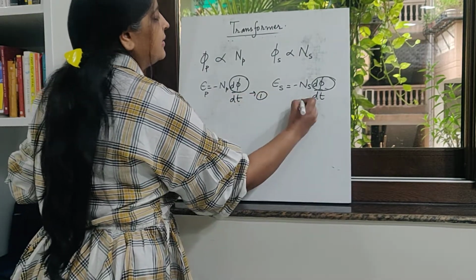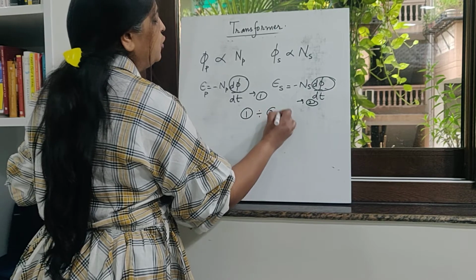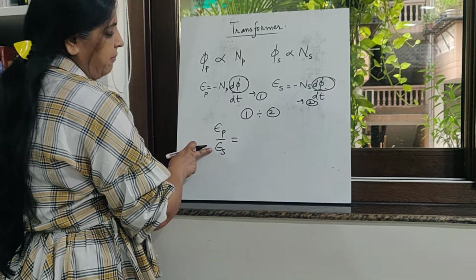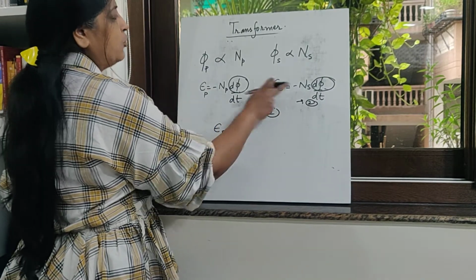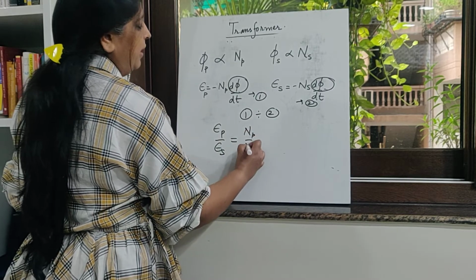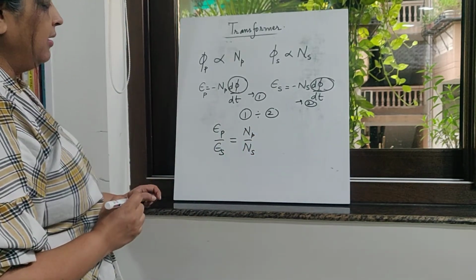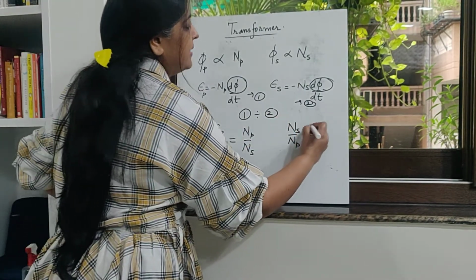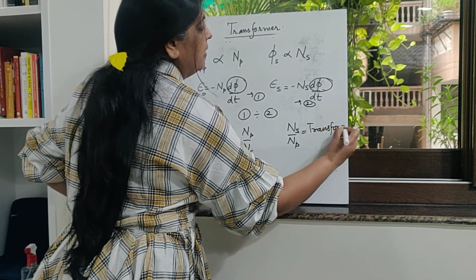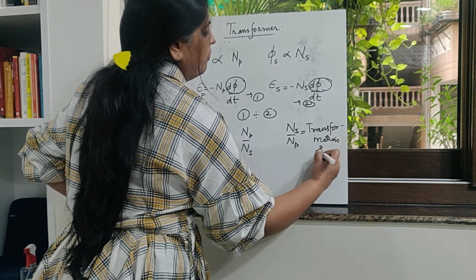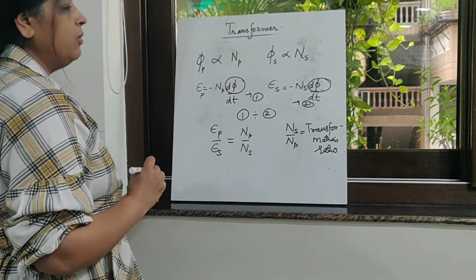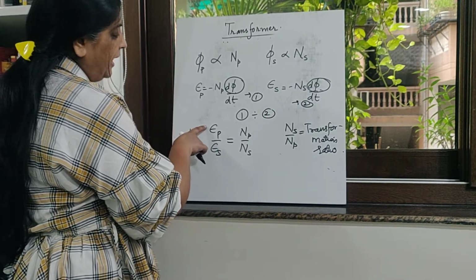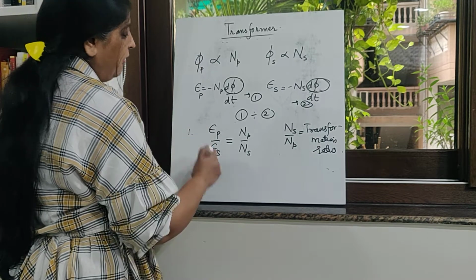Now this is equation 1, this is equation 2, and 1 divided by 2 will give us EP by ES, that is EMF across the primary divided by EMF across the secondary, and so the negative sign will cancel out. We will have NP over NS. So this is what it is, and NS upon NP, the reverse of this, is known as the transformation ratio.